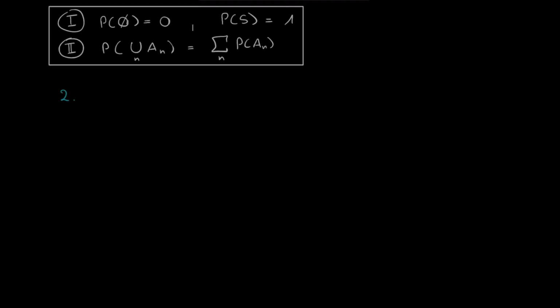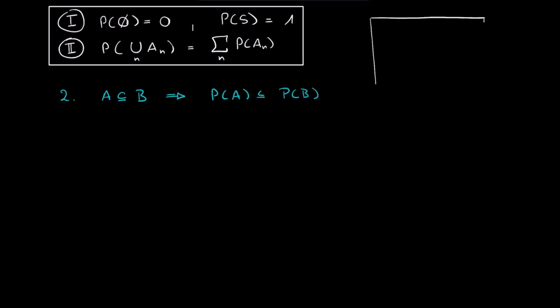The second property that we are going to prove is that if A is a subset of B, then the probability of A is smaller or equal than the probability of B. This can be illustrated by the following sample space with the sets A and B, where A is within B, so a subset of B.